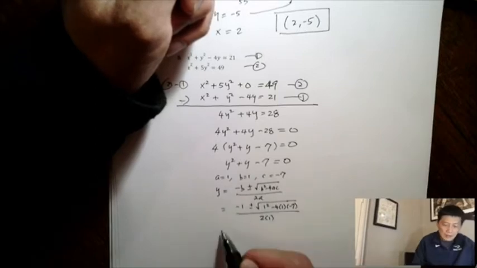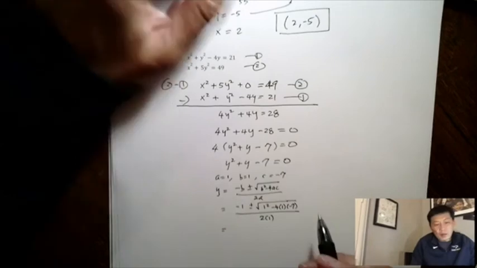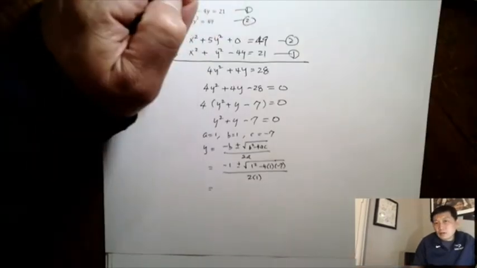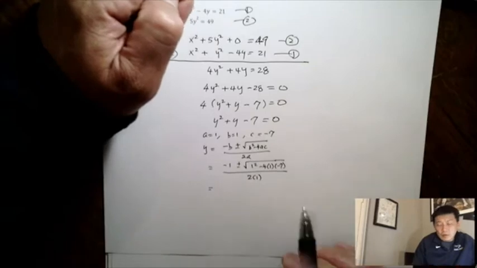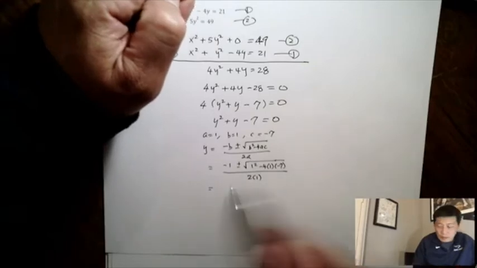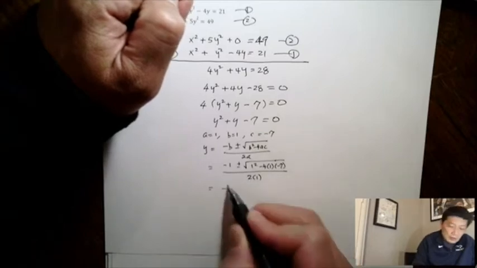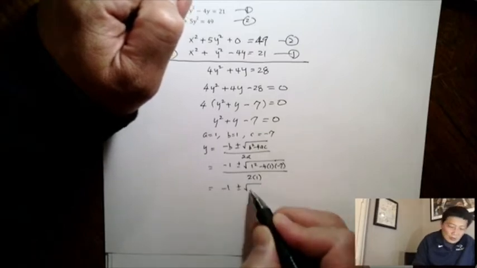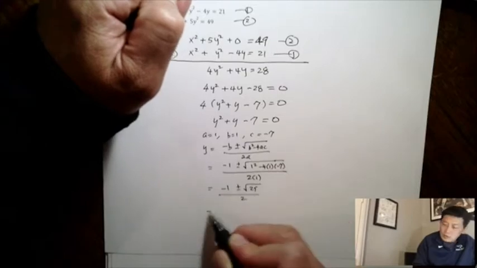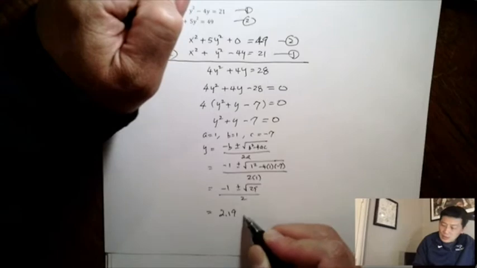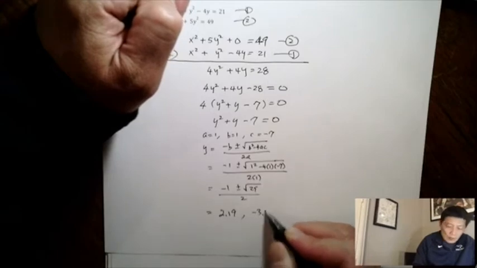2a. At this point, for this level, what I would ask you is simply to use your calculator to come up with the numerical value. If you do that, you end up with negative 1 plus or minus square root of 29 over 2. Then, using a calculator, you end up with two answers, 2.19 and negative 3.19.